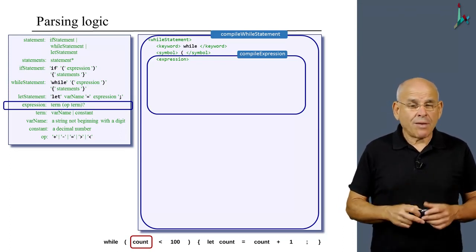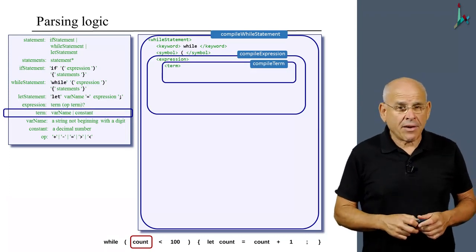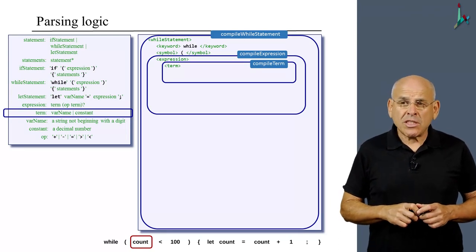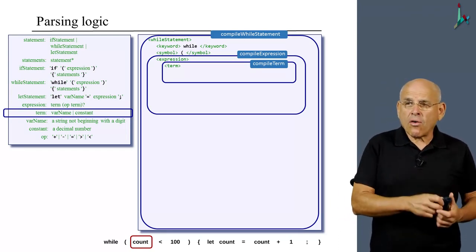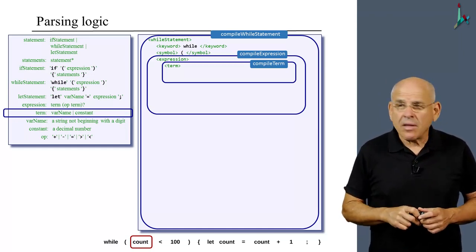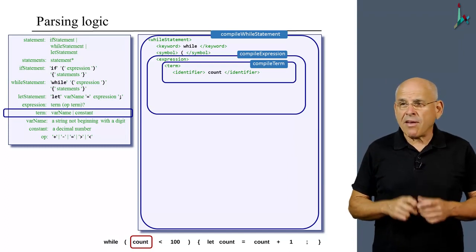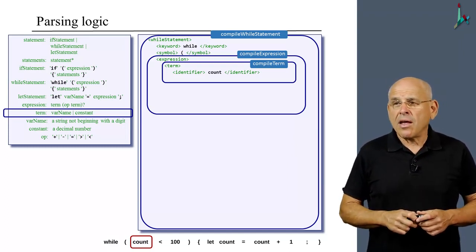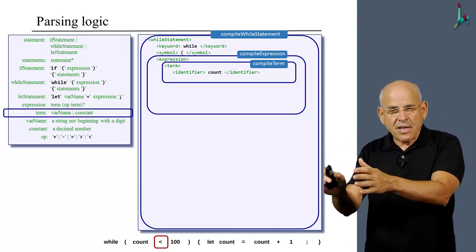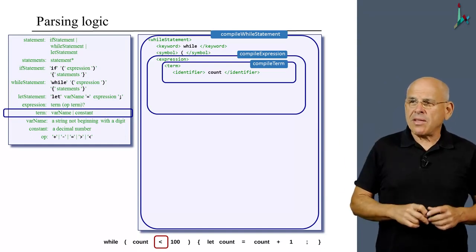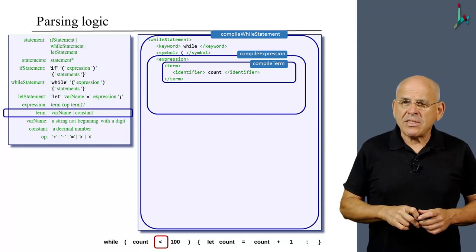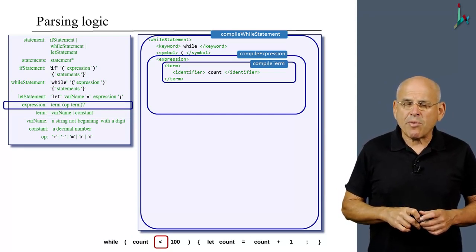Well, a term is a non-terminal rule, so we call compile term, which starts running. And the right-hand side of term says you should expect to see either a var name or a constant. And we look at the current token. Indeed, we have a var name. So we record the fact that we have a var name, or an identifier, called count. And we advance the input. And then we are done dealing with this term. And then we go back to the rule, and we see that we are done with the term, so we are back to the expression.